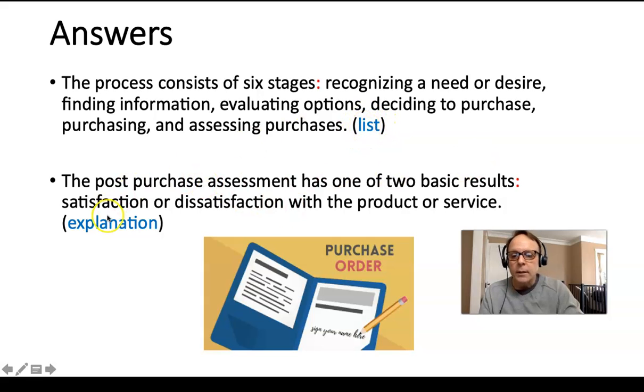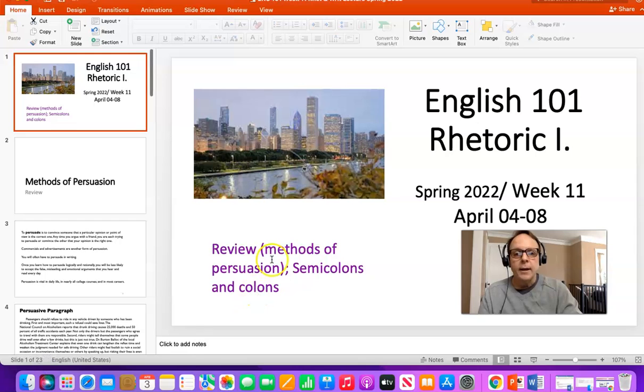The second one is an explanation. The post-purchase assessment has one of 2 basic results. So whatever this is, this after-purchasing-something assessment has 2 results, and here are the results: satisfaction or dissatisfaction. Again, the colon introduces an explanation, which gives you more information. So those are the ways that you can use colons and semicolons, and we reviewed methods of persuasion.